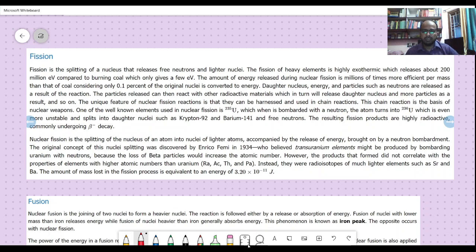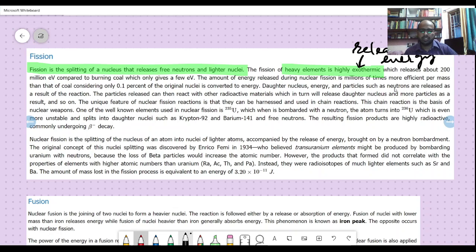Fission is the splitting of a nucleus that releases free neutrons and energy. The fission of heavy elements is highly exothermic. Exothermic means it releases energy.